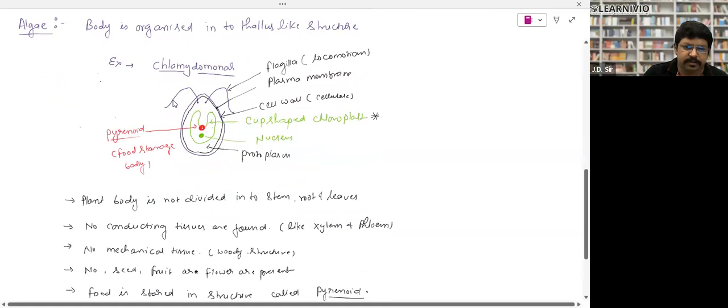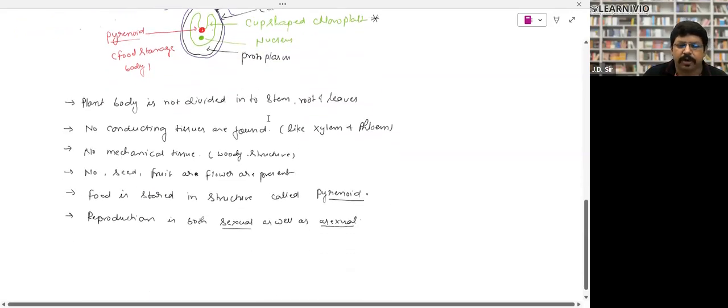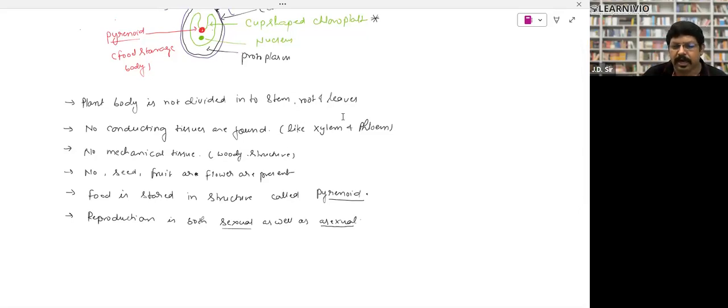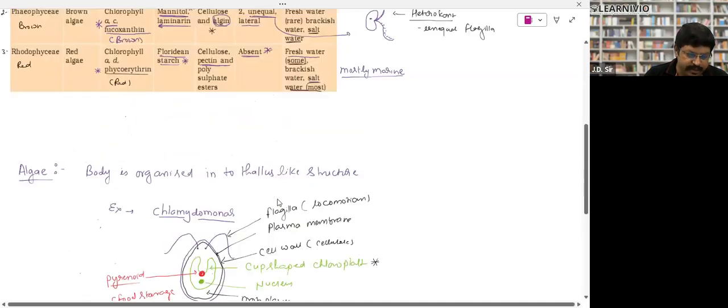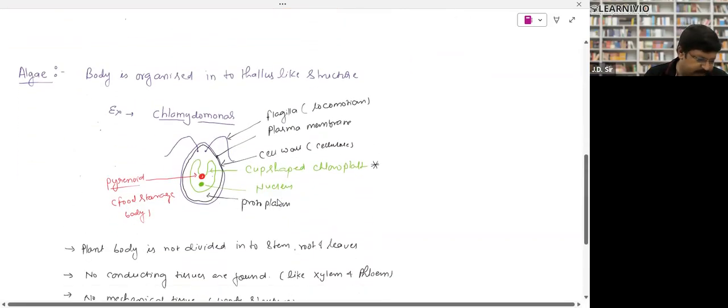Now, this is the representative structure of algae, Chlamydomonas. They have a cup-shaped chloroplast, right? So, the body is organized into a thallus. I have already told you what the thallus is. The body is not divided into stem, root, and leaves. Then no conducting tissues are found, which means xylem and phloem are absent. No mechanical tissue means there is no woody tissue. No seed, root, or flower is found. Right, that is also important. Food is stored in a structure called pyrenoid. We have discussed that. Reproduction is both sexual as well as asexual. That was all about the algae.